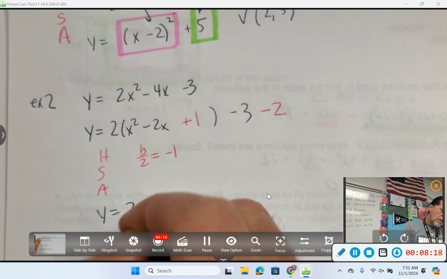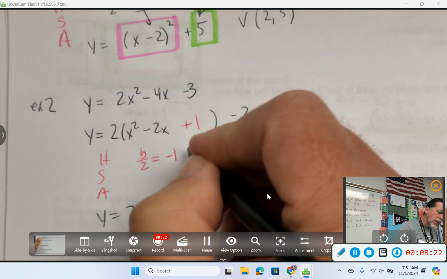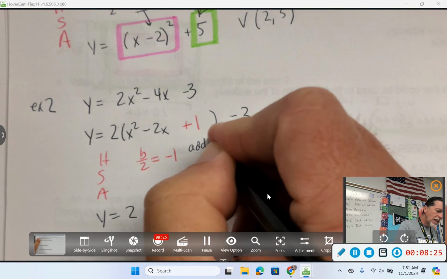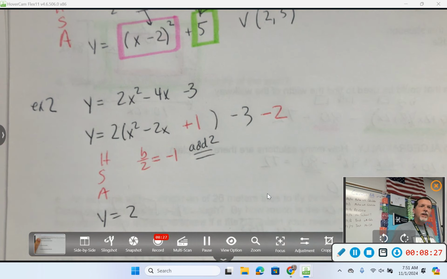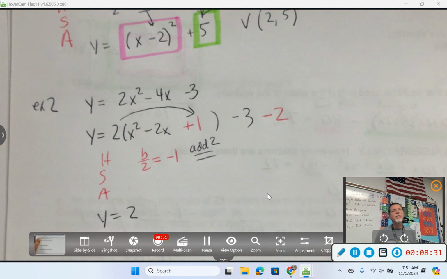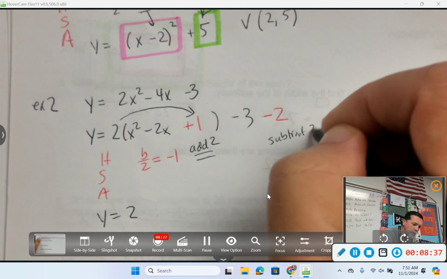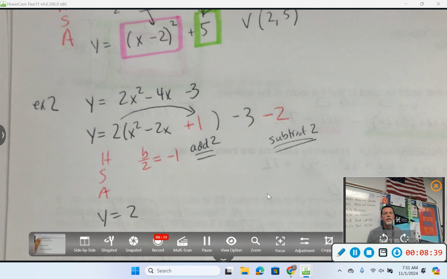Wait, why did you subtract 2? Because right here I added, it looks like it says plus 1, but it's really an add 2, because there's a 2 out front, right? That's what that 2 out front does. So if I'm going to add 2 on one side, I better subtract 2 on the same side. Or add 2 to the other side, but I don't want to do that. I want to keep y by itself.